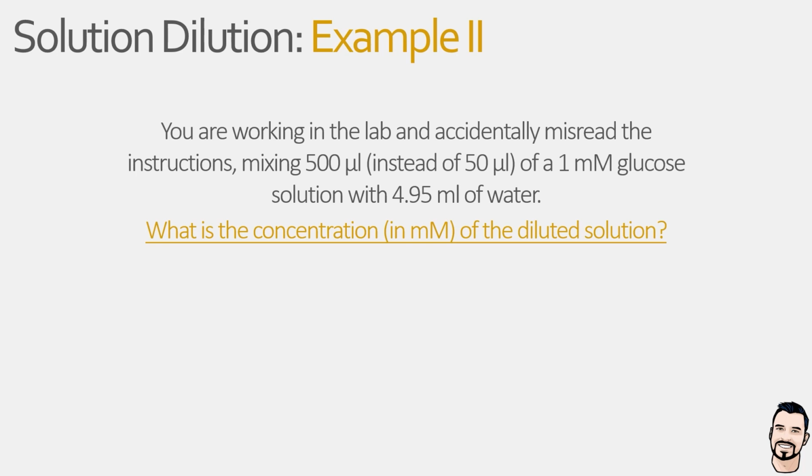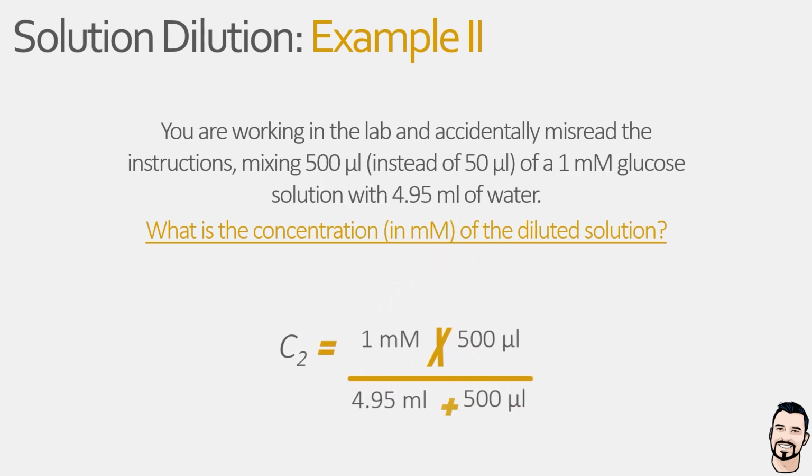So in order to do this, we need to bring up our equation and then rearrange it using basic algebra to find our C2 value, which is the concentration of our diluted solution. And this gives us C2 being equal to C1 times V1 divided by V2. We can then start to transfer all of the information from the example into our equation, giving us C2 equals 1 millimolar times 500 microliters divided by 4.95 milliliters plus 500 microliters.